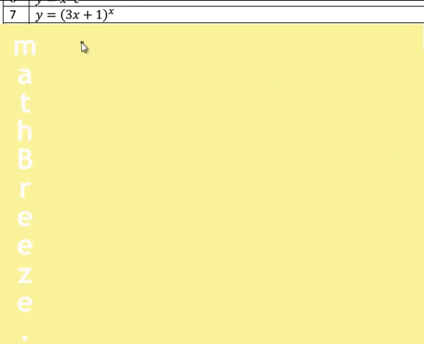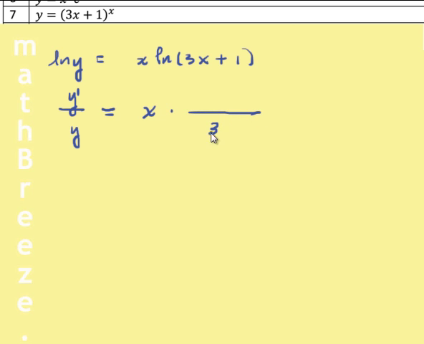In number 7, again, we have x in the base, x in the exponent. This is another log differentiation. On the left, y prime over y. On the right, the product rule. First times the derivative of the second plus the derivative of x times the second. And just multiply both sides by y.